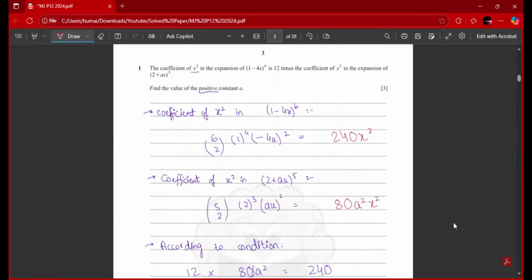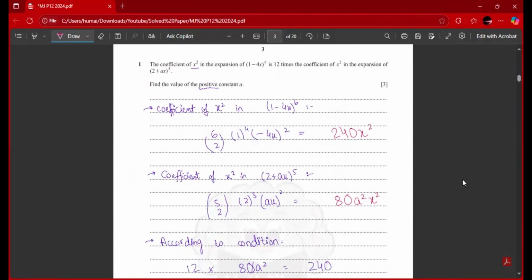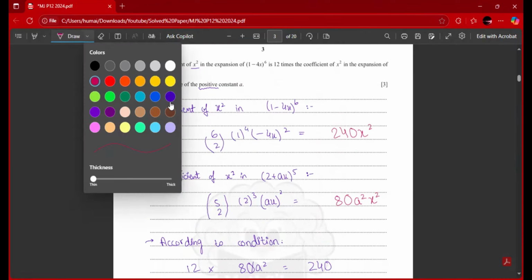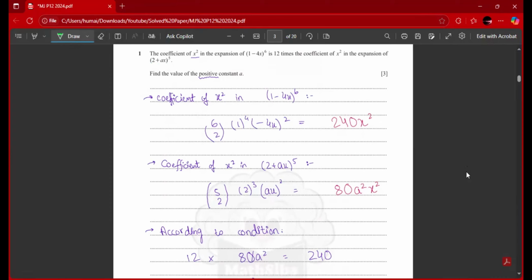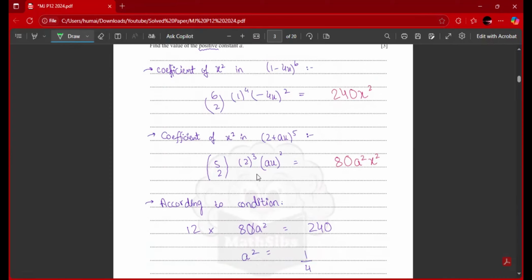Let's begin. The first question is from chapter number 6, series. In this question, they're asking us to find the positive constant A, and we have been given a condition. Let me change the color of my pen so it's different for the writing, okay? They've given us a condition that the coefficient of x squared is 12 times the coefficient of x squared in a different expansion. So first, we are going to find the coefficient of x squared in both expansions.